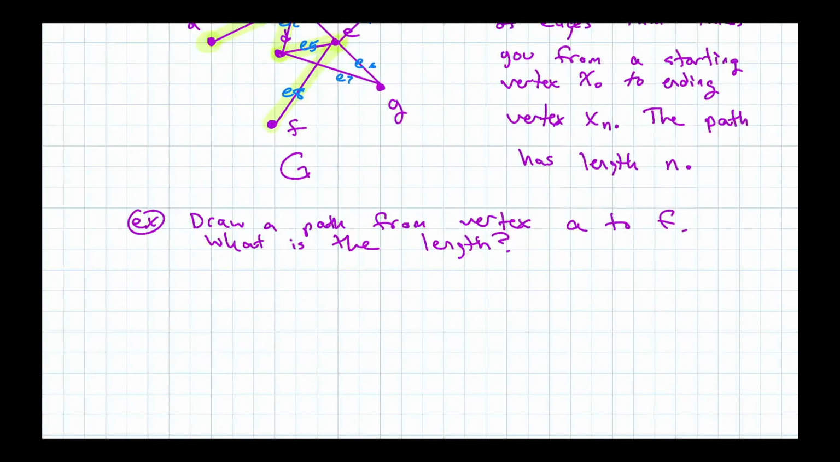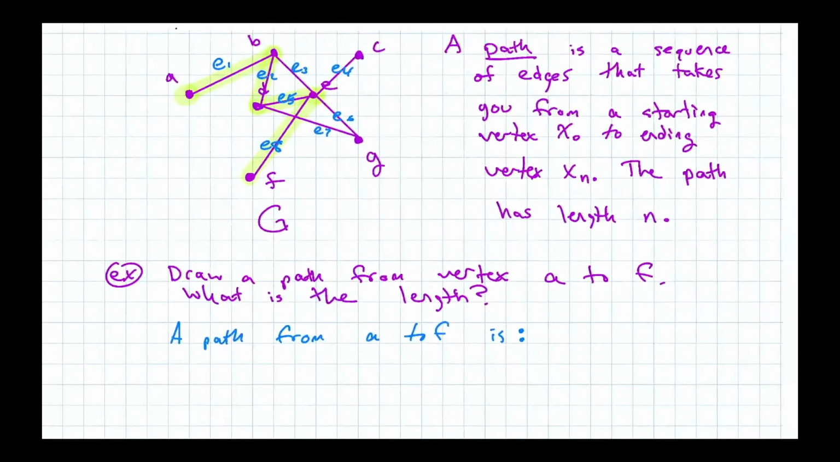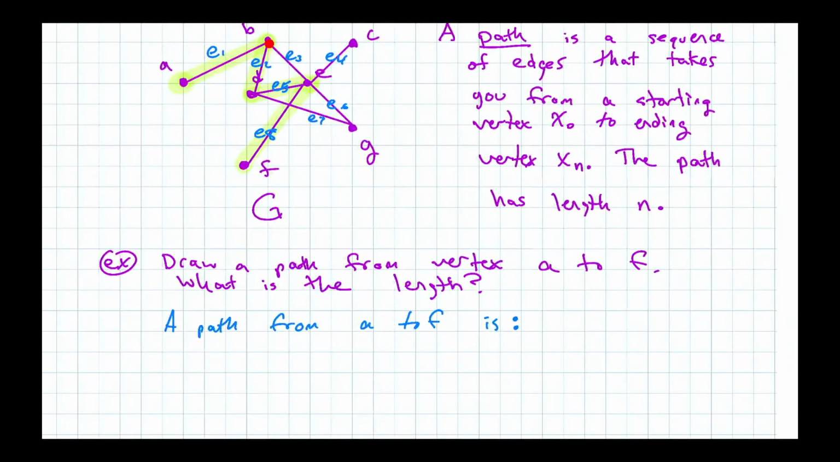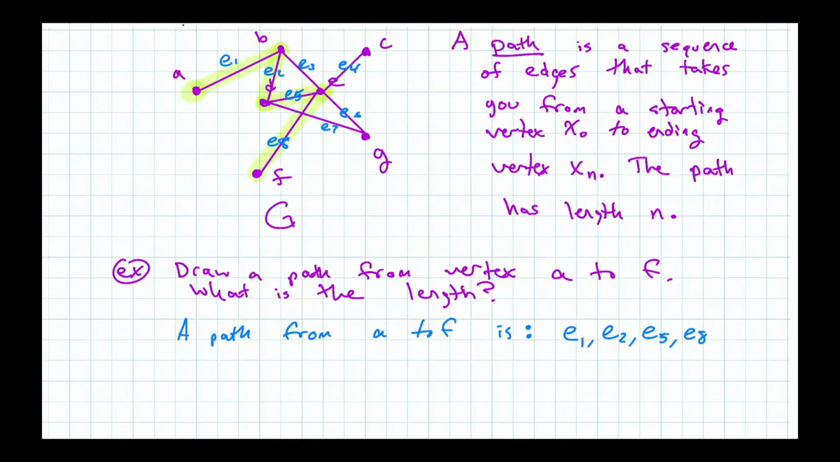And so the path is technically this. A path from A to F is a sequence of edges. So we're just listing the edges that we traveled along. So we traveled along E1, then E2, then E5, then E8. So E1, E2, E5, E8. That's the path.